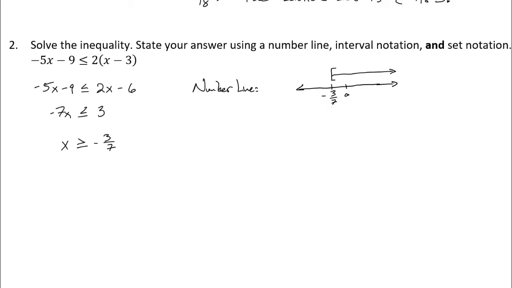Draw a line out to the right to indicate numbers greater than that value. And we put the arrow to indicate all of the numbers that are greater than negative 3/7. The bracket to say we're including that value, that negative 3/7 is one of the values because our solution is x could be greater than or equal to negative 3/7. So that equal sign here translates to the bracket here.